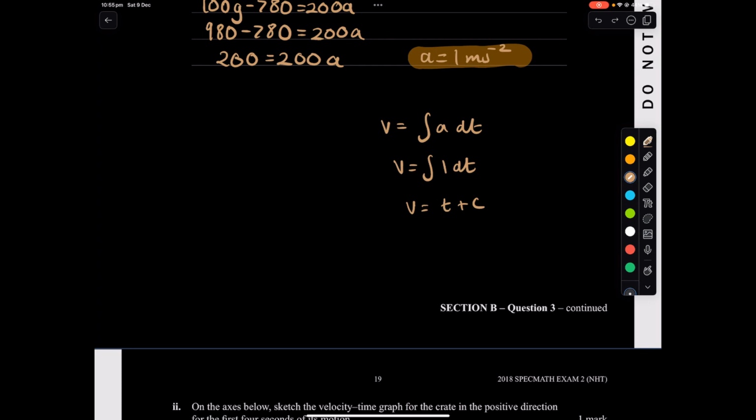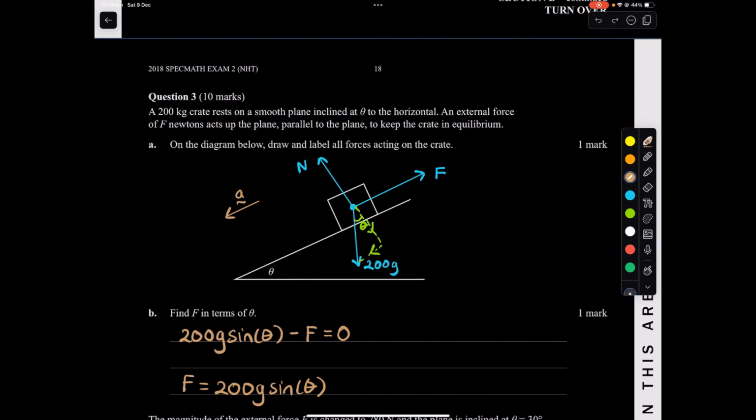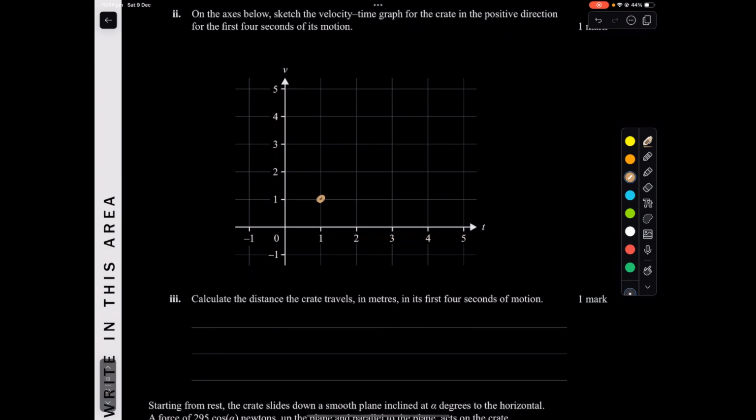Now, do we have a condition for c? Well, we know initially it's at rest. So at time equals 0, the velocity is 0. Hence, your c value is just 0. Your velocity is equal to t, so it's like y equals x. It's just a straight line. So let's do that. It's a straight line for the 4 seconds. Be careful, time is never negative, it's always greater than or equal to 0. So that's easy.